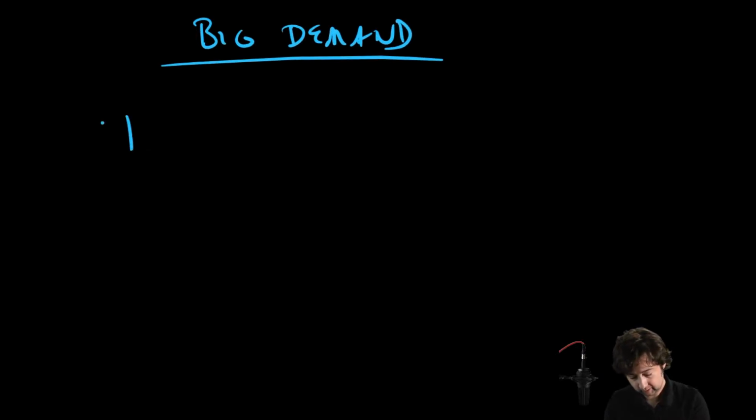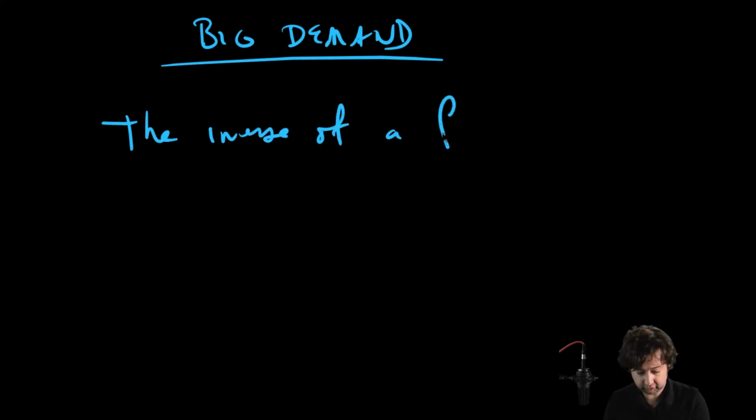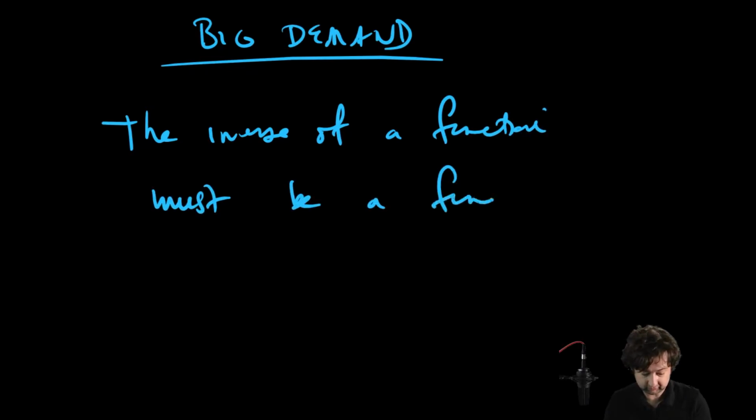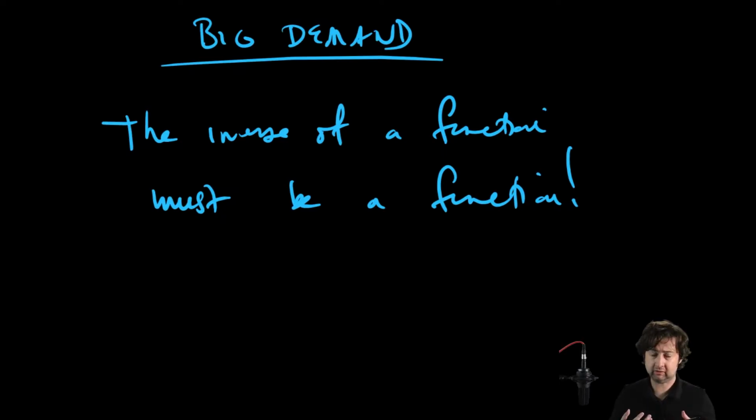And so there's a big demand that we make of things that we call inverses. So this is the big demand: the inverse of a function must be a function. So if you recall, the definition of a function is a graph or a rule that can't assign more than one y value to the same x. Okay?